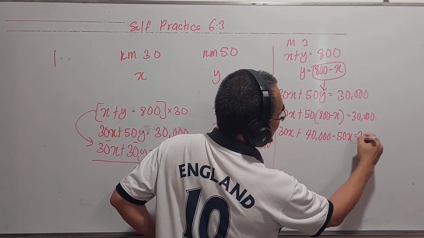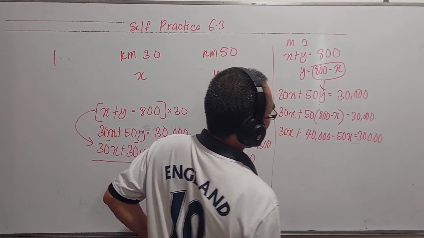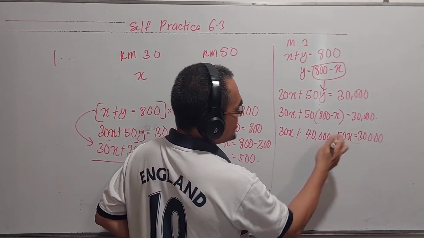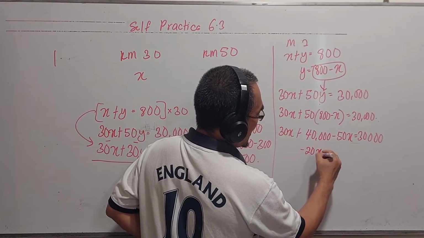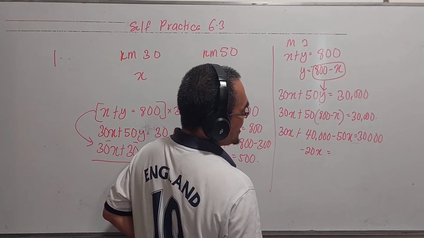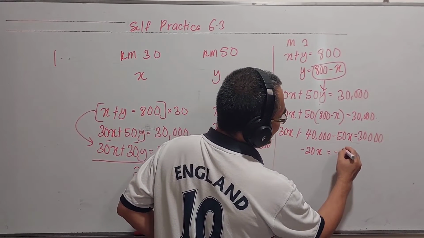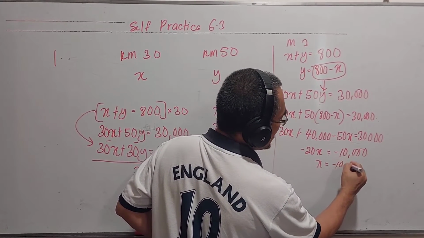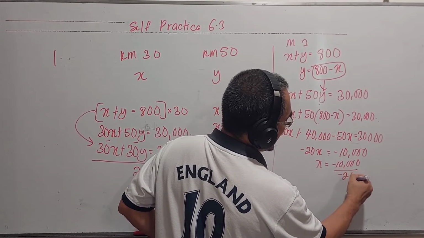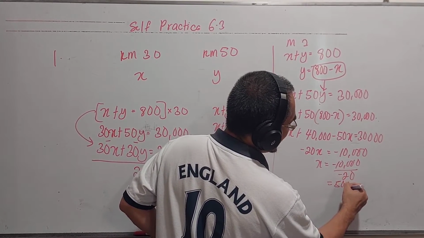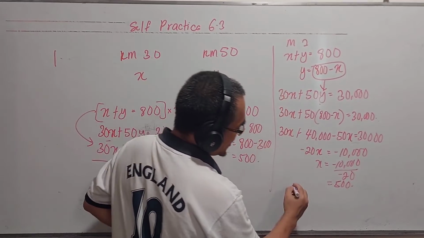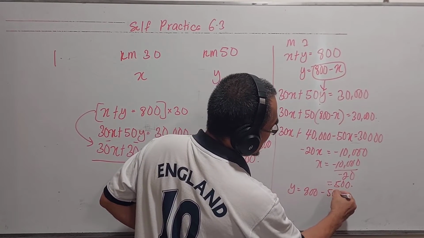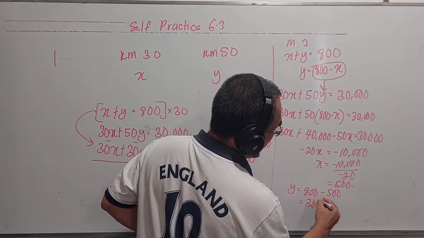50x equals to 30,000. And then I will simplify the algebra. 30 minus 50 will be negative 20x. Then 30,000 minus 40,000 will be negative 10,000. Okay, so the value of x will be negative 10,000 divided by negative 20, which is 500. And then I will take the equation y is 800 minus x. X is 500, so I get 300 for y.